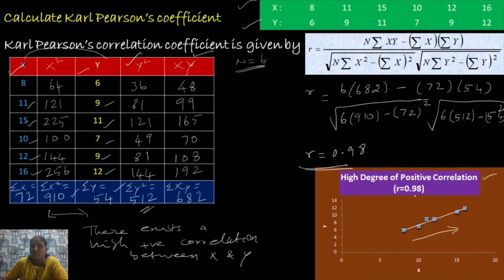But using Karl Pearson correlation coefficient, we get the value r is equal to 0.98. This gives you a much clearer idea about how close the two variables are to each other. So what is the type of relationship between the two variables? There exists a high positive correlation between the two variables.